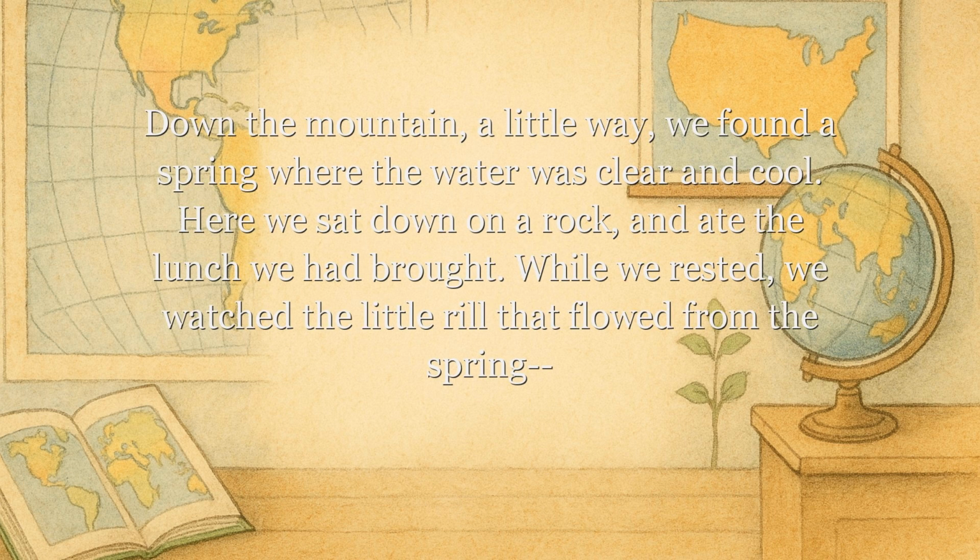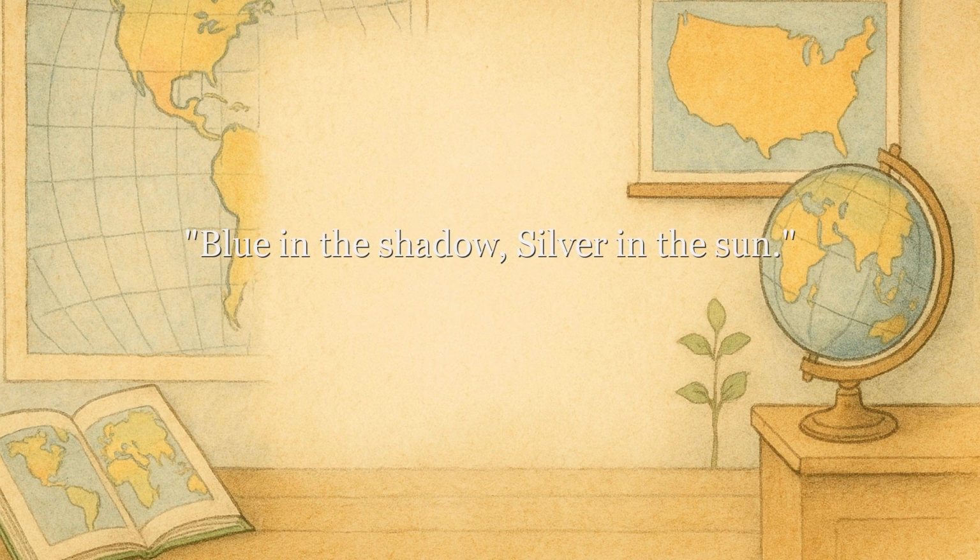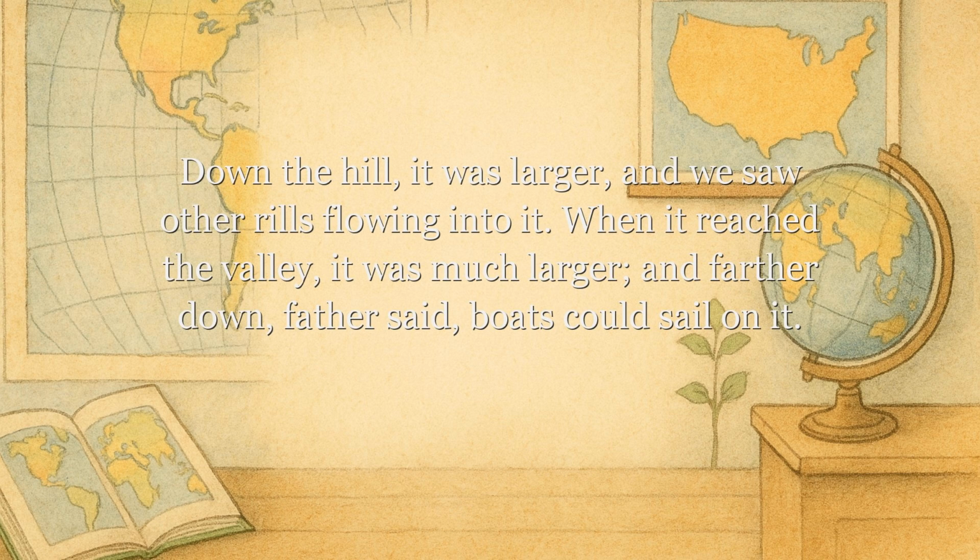Down the mountain, a little way, we found a spring where the water was clear and cool. Here we sat down on a rock and ate the lunch we had brought. While we rested, we watched the little rill that flowed from the spring, blue in the shadow, silver in the sun. Down the hill, it was larger, and we saw other rills flowing into it. When it reached the valley, it was much larger, and farther down, Father said, boats could sail on it.